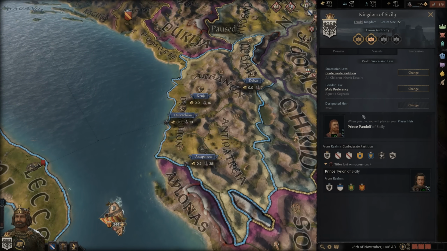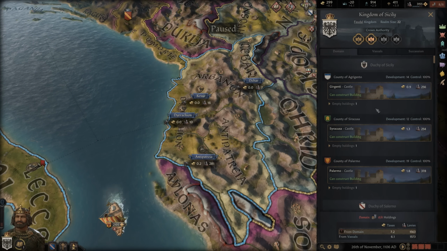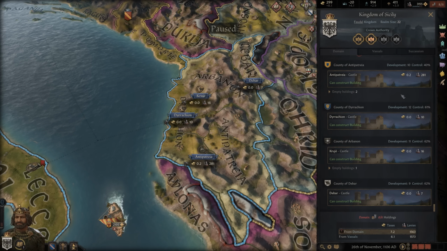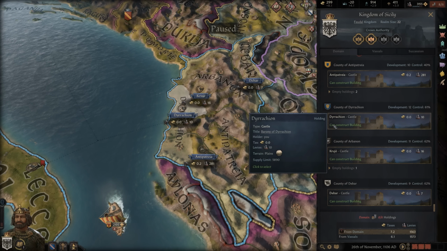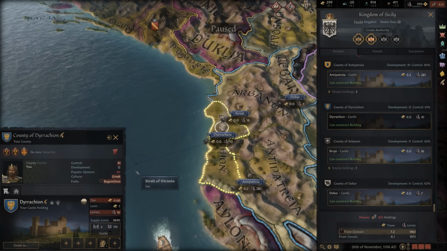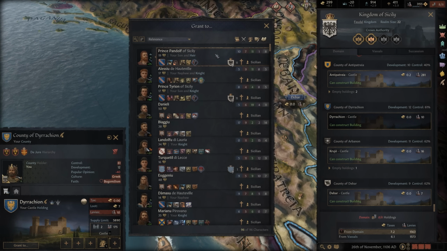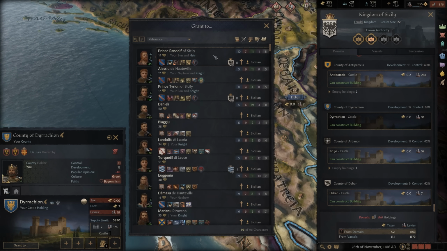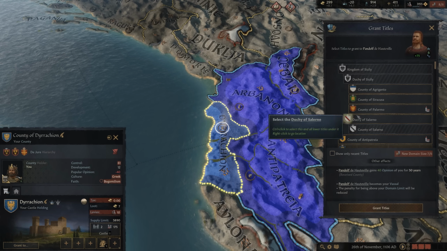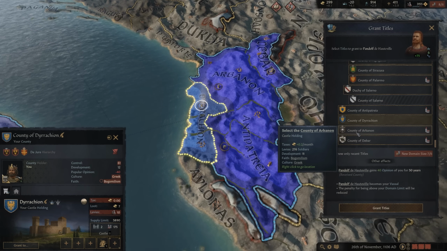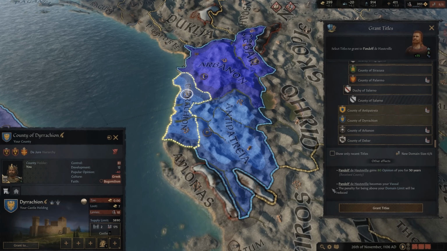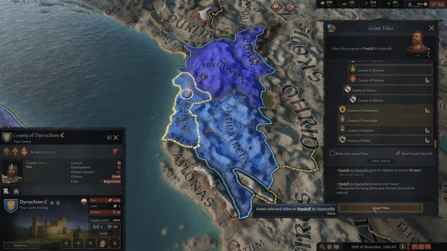And let's grant some domains. We're going to go to domain, go down to Drakion. Let's give him this one right here. Grant that to Prince Pandolf, since he is again going to receive it through succession. And we're also going to give him, let's go and give him this one. It's just 2 domains I'm just going to choose.